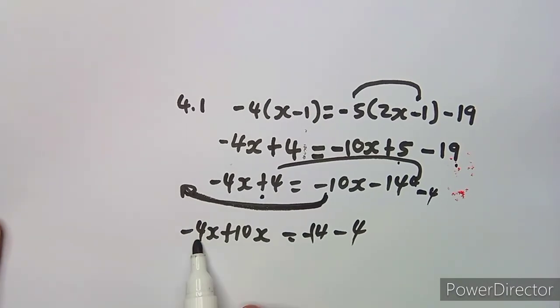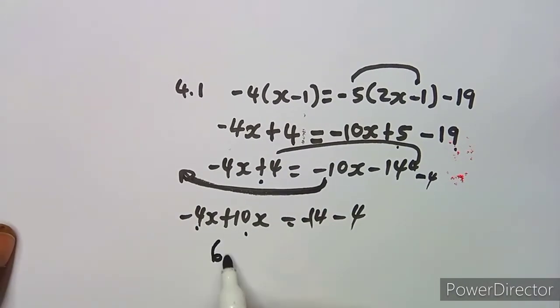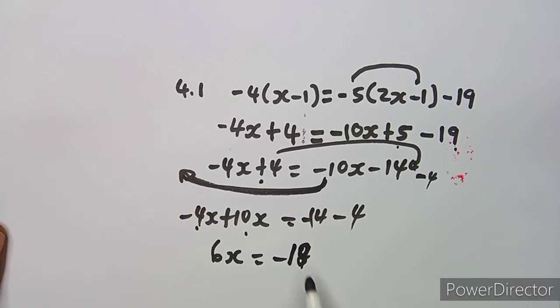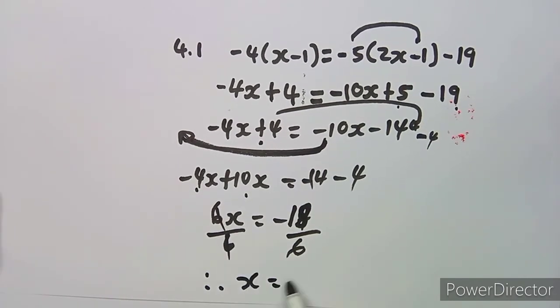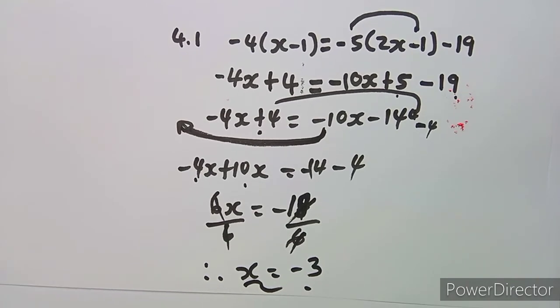All right, so minus 4 plus 10, which is actually going to give us 6x, and this is minus 14 minus 4, which is minus 18. All right, so this is going to give us minus 18, definitely divided by 6 by 6. So therefore our x is going to give us a negative 3. 18 divided by 6, minus 18 divided by 6, which is actually a negative 3. So that's what we had.